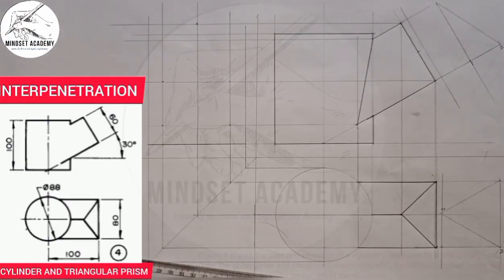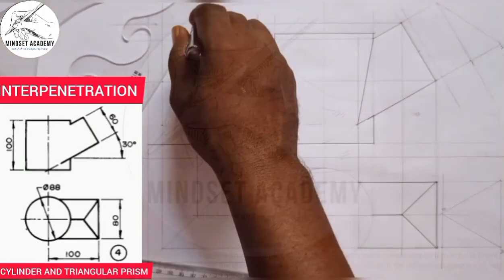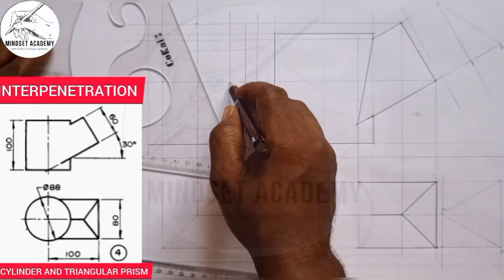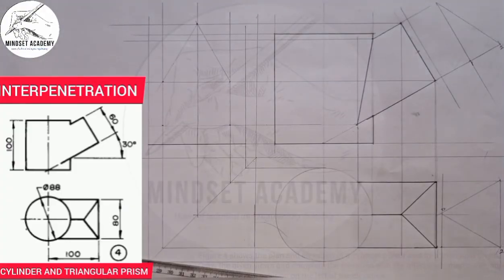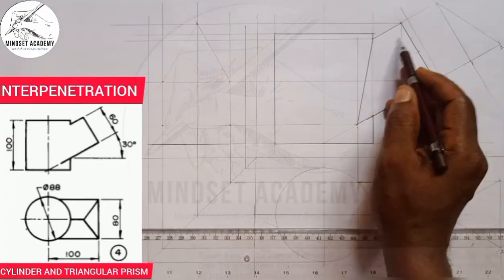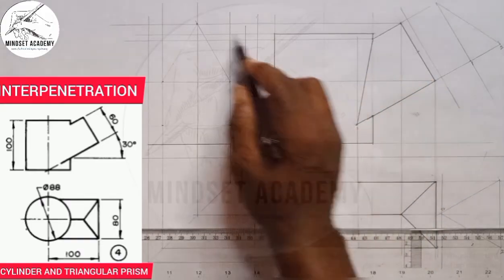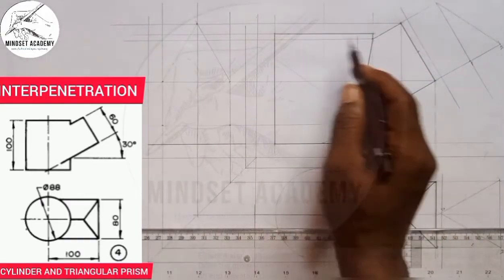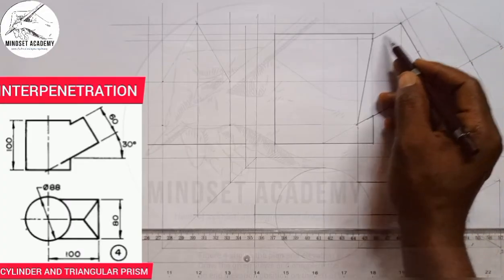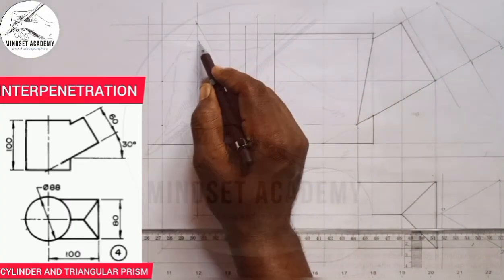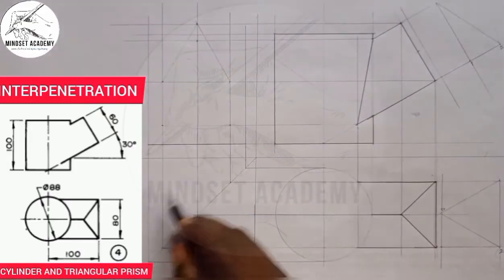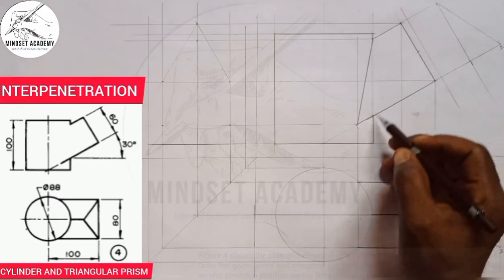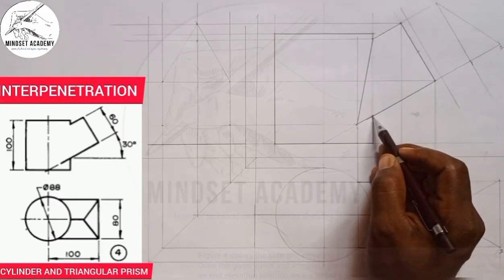So from here, we know we'll be joining. Let me just use my faint line first. This and this, right? Then where they intersect is at this point too, on the circumference of the cylinder. So this is 0, 0 meets 0 at this point here, right? And this is 1 and 2 from this point here. Another 1 and 2 here.